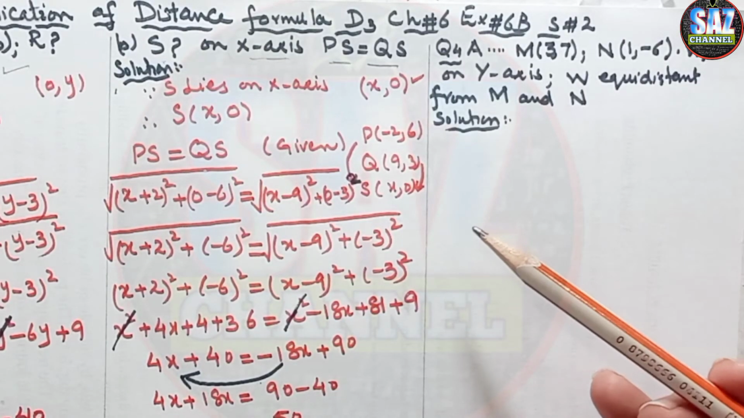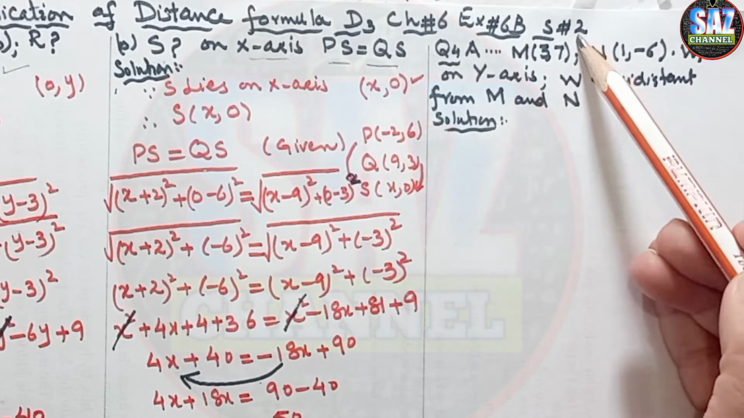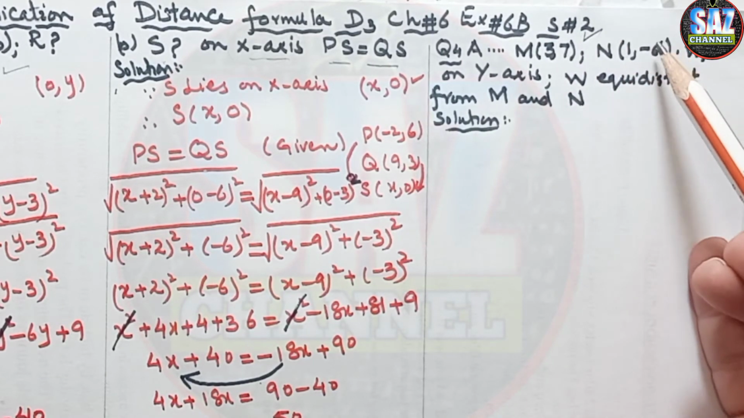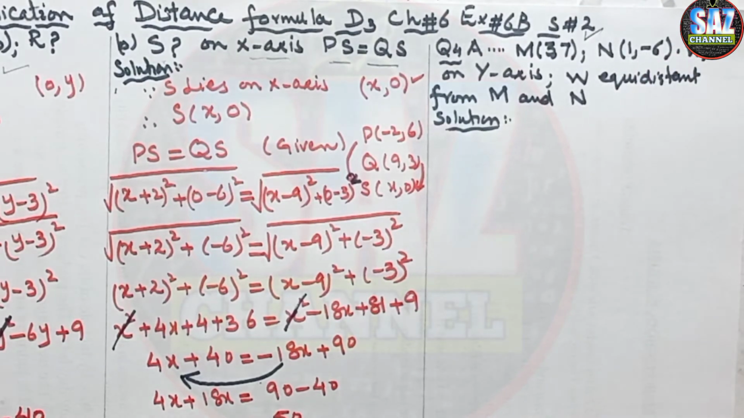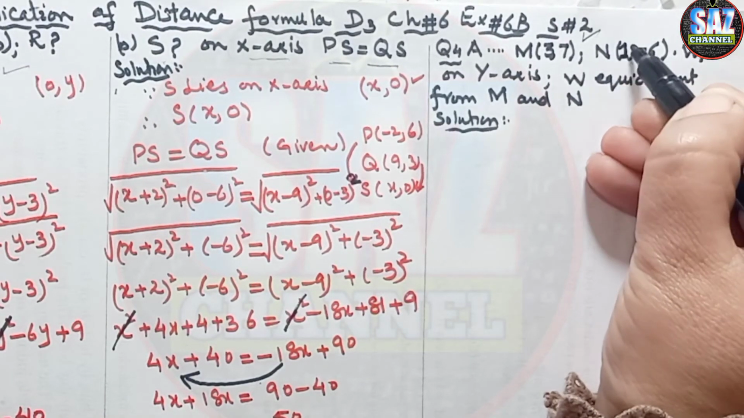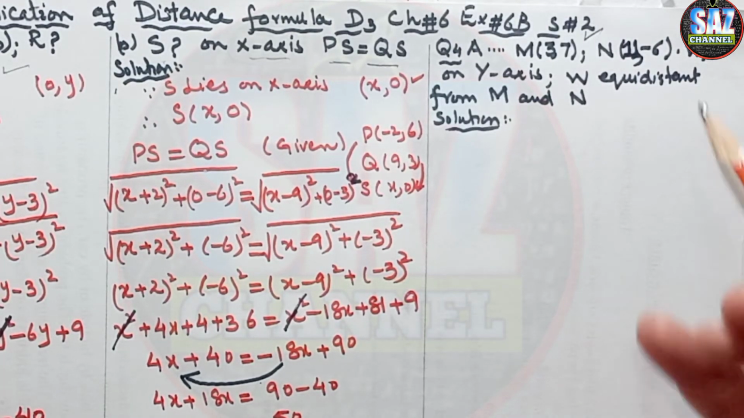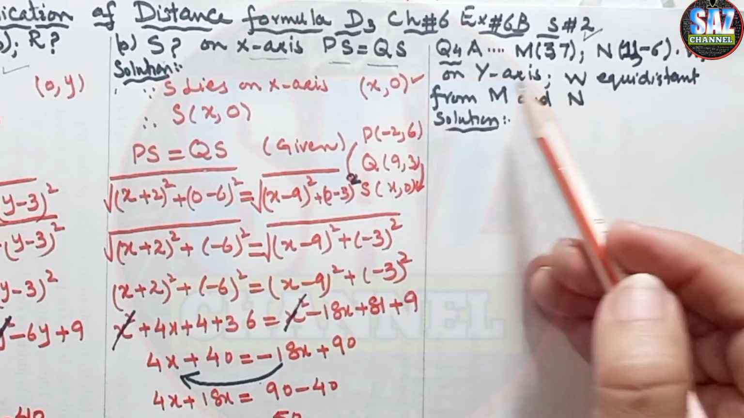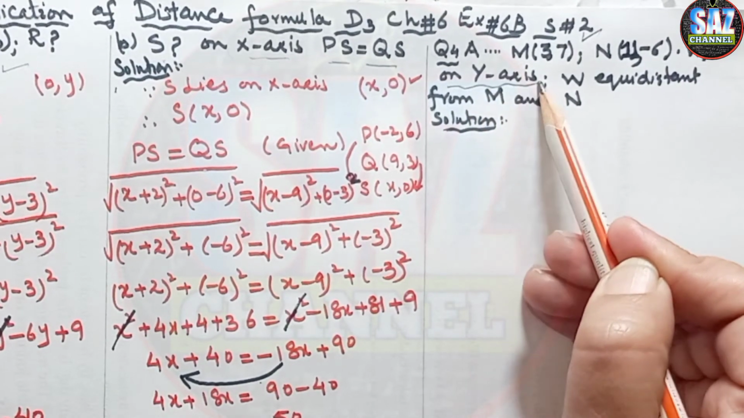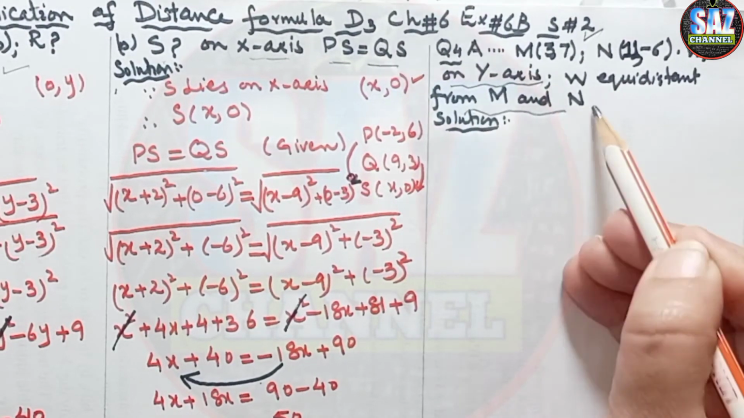Question number 4 says, a line segment has two endpoints M 3 and 7 and N 1 and minus 6 and 11 and minus 6. This is 11. It's always good to read your question before solution and compare it. Find the coordinates of point W, and W lies on y-axis, and W is equidistant from M and N.